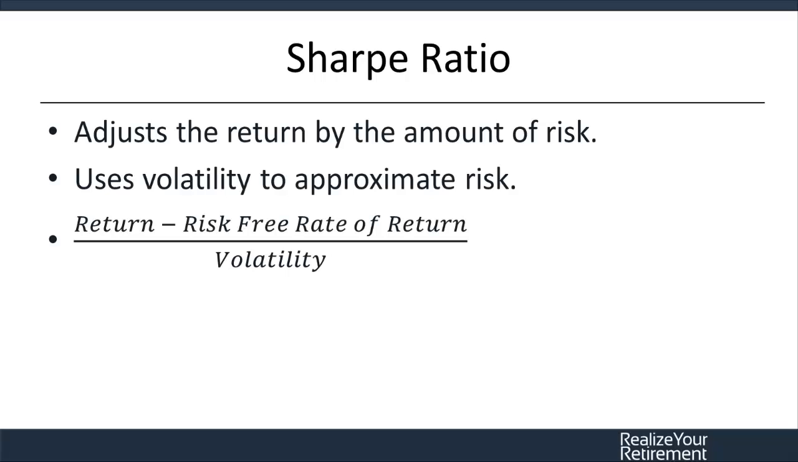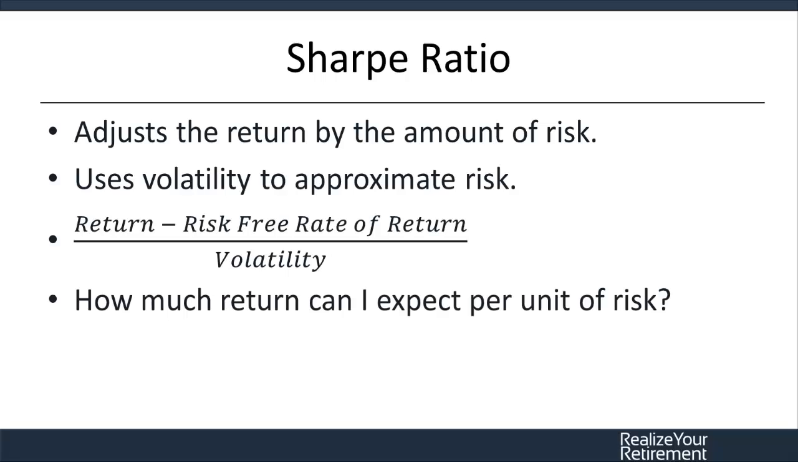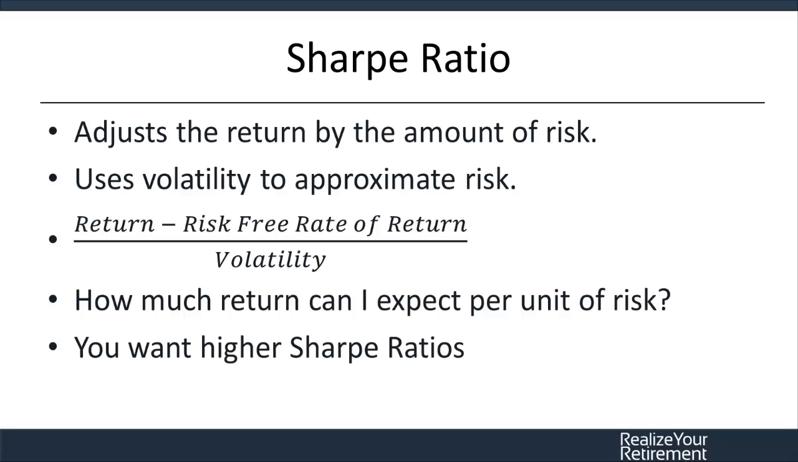And then we're going to divide the answer to that by the amount of volatility. Basically, this helps answer the question, how much return can I expect for each amount of additional risk I'm taking on? The higher the Sharpe ratio, the better, because a higher Sharpe ratio means that you're receiving more reward for the amount of risk you're taking on.